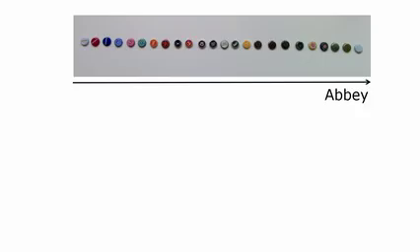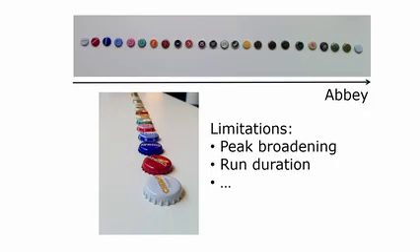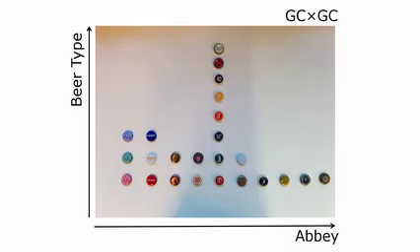We can try to push the method, but if we go for long separation, long columns, we will have some technical limitations such as peak broadening, and the run duration will be long, which is not something that you want. So we need to find another way. Another way is to apply a second criterion of separation. For example, I can choose the beer type, and usually one abbey produces different beer types, but only one beer in each type, and you can see the full resolution.